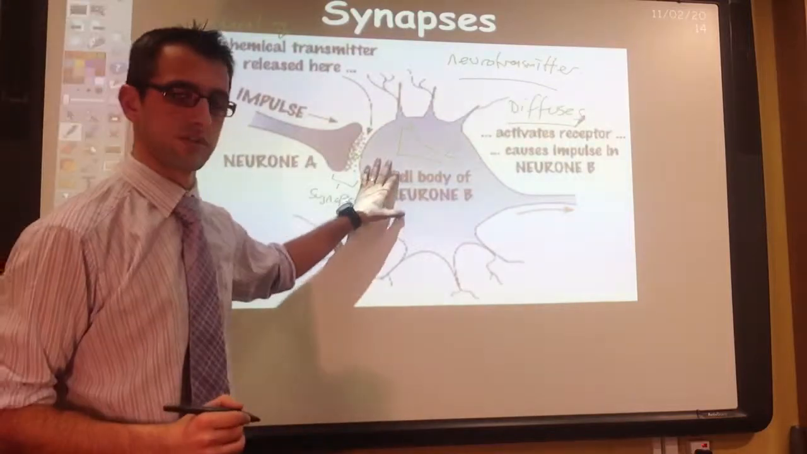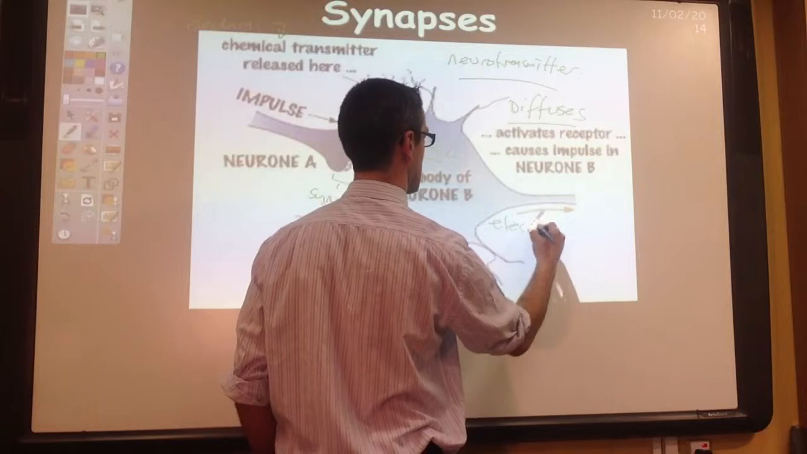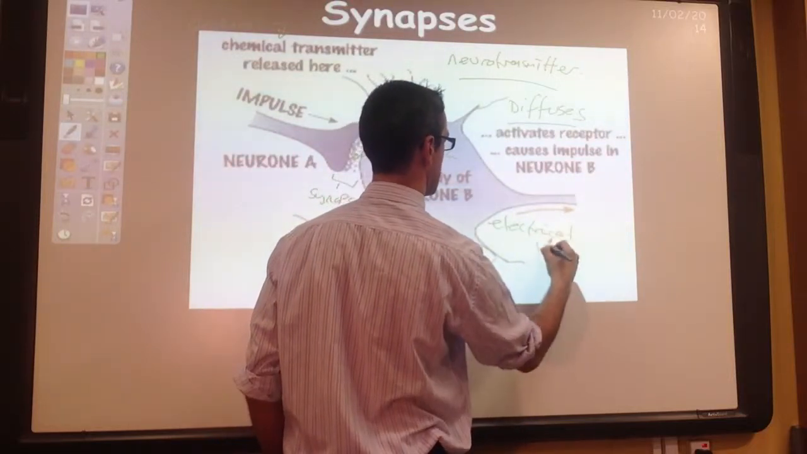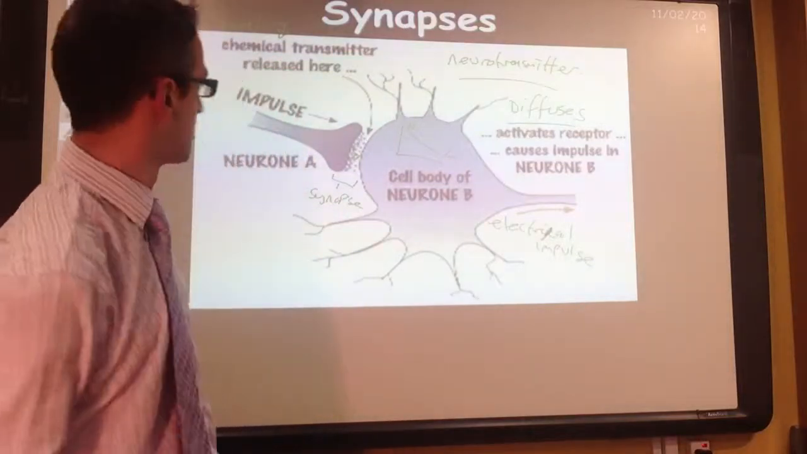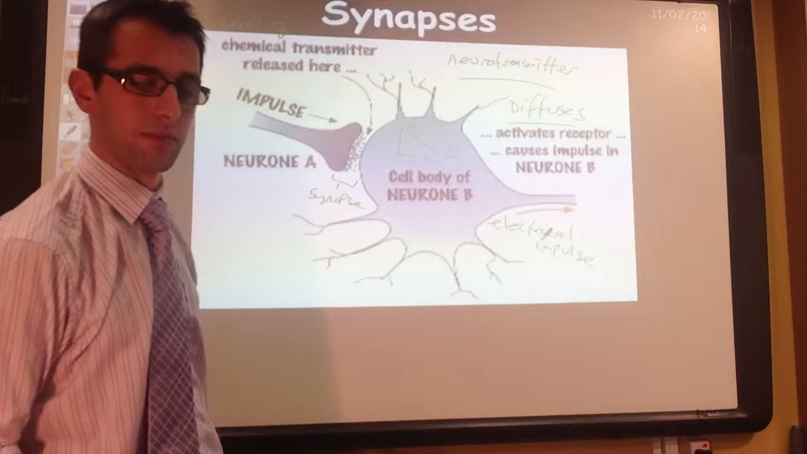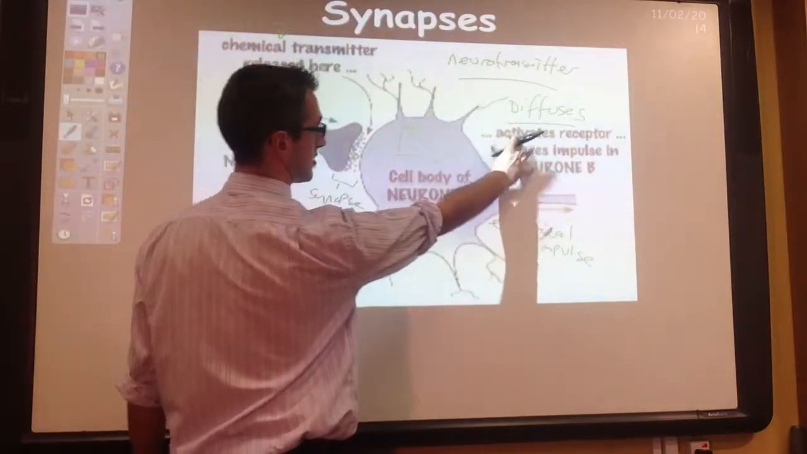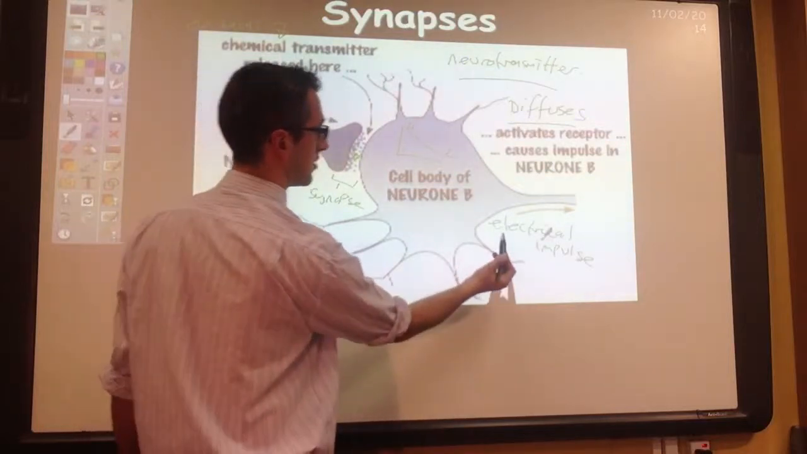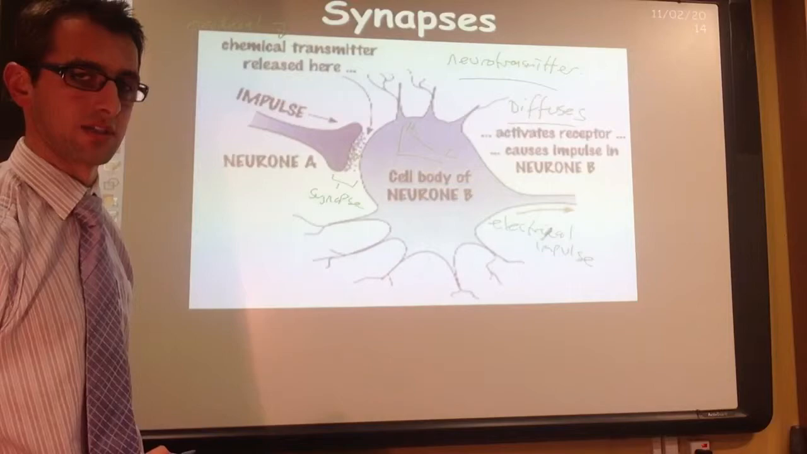When enough neurotransmitter has reached this side, then a new electrical impulse can be generated, and so the message can continue from the sensory onto the relay, or from the relay onto the motor neuron. So it's crucial terms: neurotransmitter diffusing across the gap to form an electrical impulse to be regenerated on the other side of the synapse.